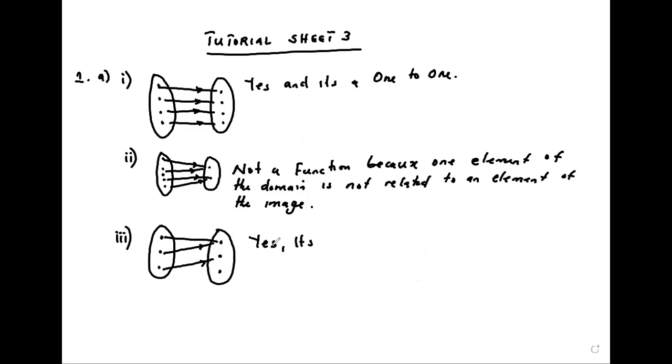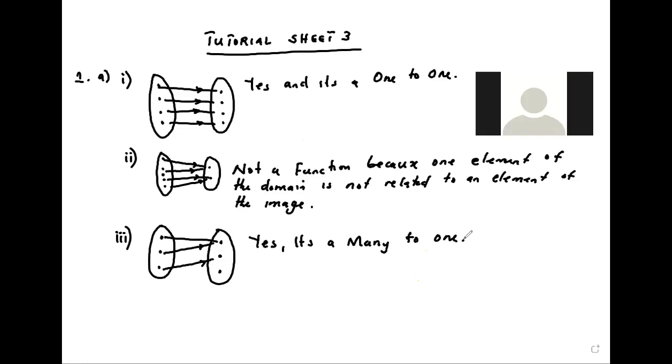Because one element of the domain is not related. This is a many-to-one function. But we don't care much about the image. We care about the domain.